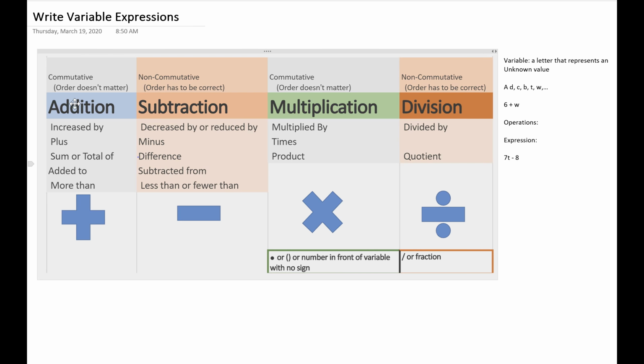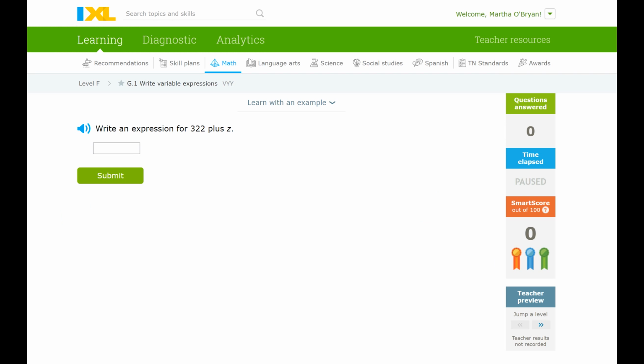So let's review really quick what these operations are, and especially the words that we use to explain them, because that's going to help you a lot in this exercise. So, for example, addition can be expressed with the words increased by, plus, sum or total of, added to, or more than. So let's go to the IXL.